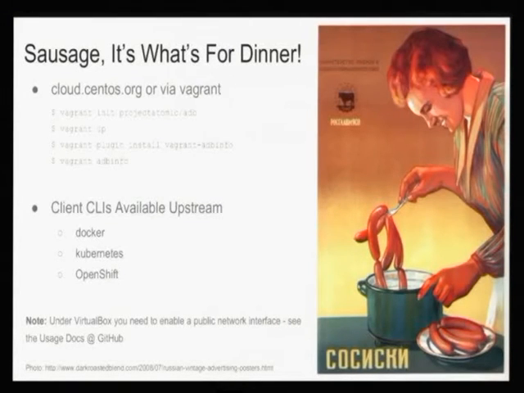So, you can actually use it right now. You can download it from cloud.centos.org. You can also pull it from HashiCorp using the standard Vagrant methodology. The client CLIs for your various non-Linux systems or Linux systems are available upstream. You can get Docker, Kubernetes, and OpenShift. Obviously, if your distribution or operating system packages them, we would encourage you to use those. But otherwise, go and get the correct versions from upstream.